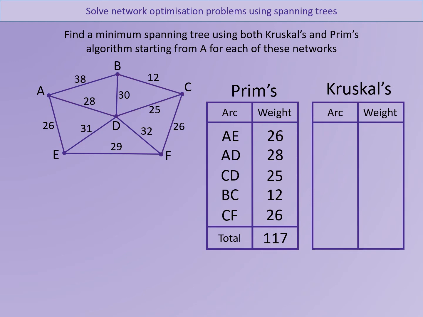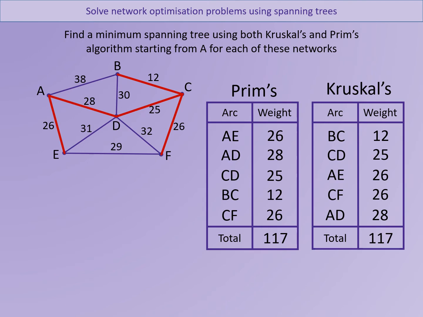So then Kruskal's algorithm for the same network. So this time we're just going to choose the smallest arc on the entire network, which is BC with a weight of 12. I'm going to continue adding arcs of the lowest weight, ensuring that we don't create a cycle. So the next arc is CD 25. We then add AE 26, then CF again 26, and finally AD 28. So that also gives us a total of 117.